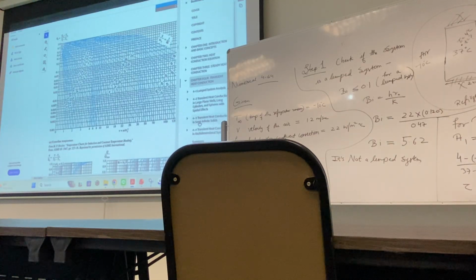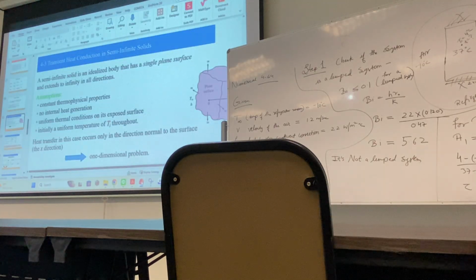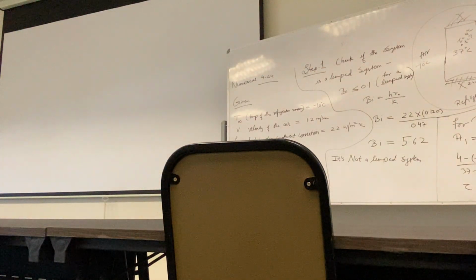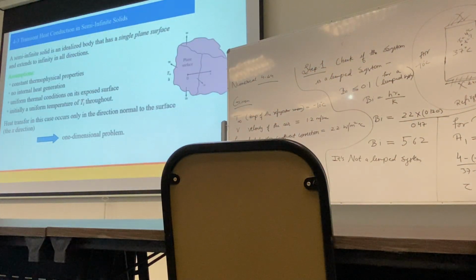Now the third topic of this chapter is transient heat conduction in a semi-infinite solid. So first we will understand what a semi-infinite solid is. Sometimes you have to solve a problem, let's suppose, of heat conduction in a pipe which is buried in the ground. A semi-infinite solid is an idealized body that has a single plane surface and extends to infinity in all directions. Like Earth, you can assume Earth as a semi-infinite solid body.